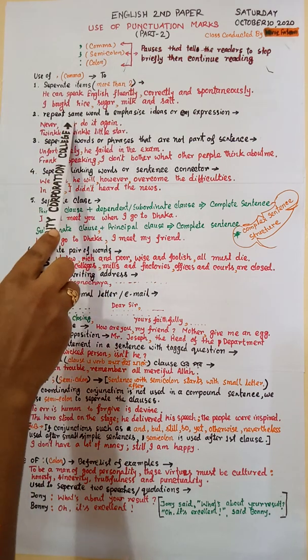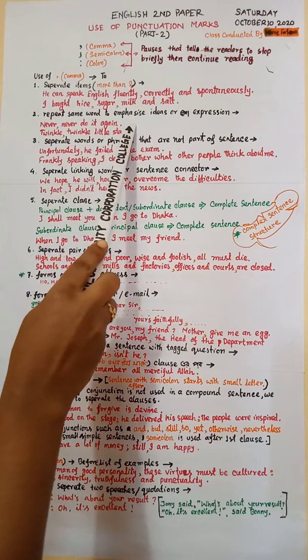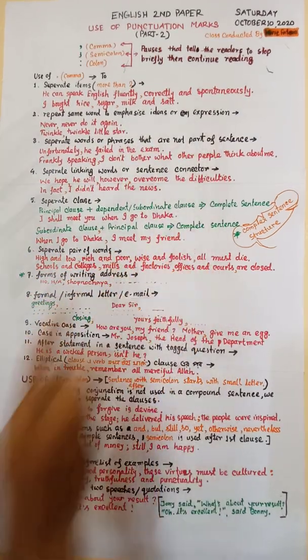2. Comma is used to repeat the same word to emphasize ideas or expression.